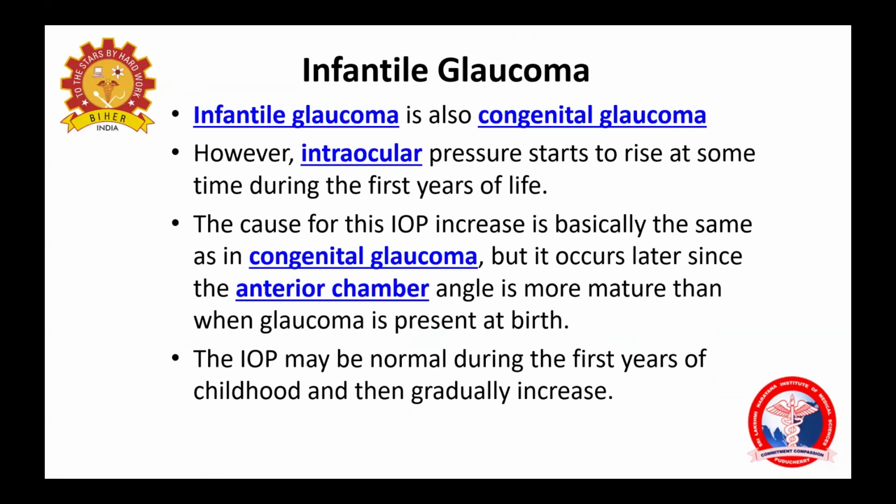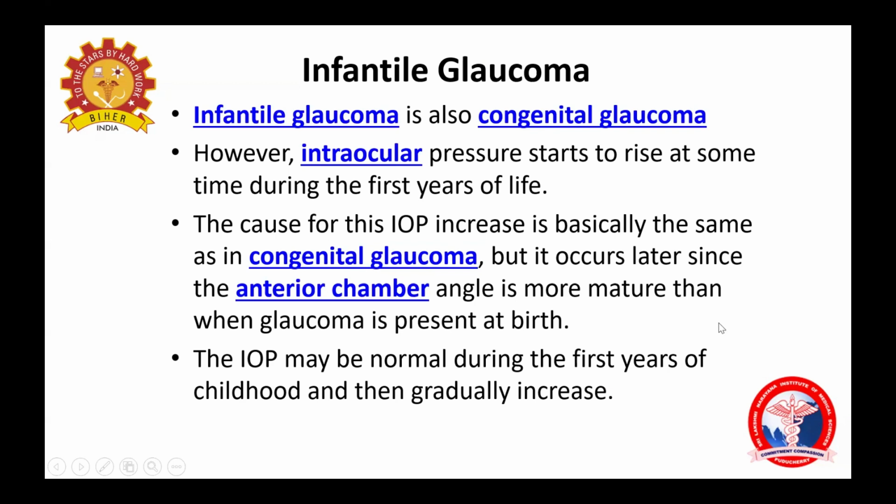Infantile glaucoma, also congenital glaucoma. However, the intraocular pressure in this case starts to rise during the first few years of life, instead of the first few days or weeks. The cause of the intraocular pressure increase is basically the same as in congenital glaucoma, but it occurs a little later since the anterior chamber angle is more mature than when glaucoma is present at birth.